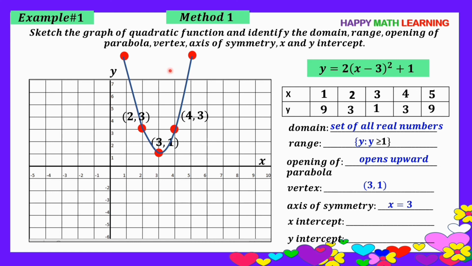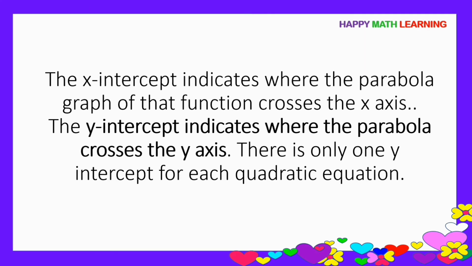Now, the axis of symmetry is the line that divides the parabola into two equal parts. And this is x is equals to positive 3. Next, kunin naman natin ang x-intercept and y-intercept. The x-intercept indicates where the parabola graph of that function crosses the x-axis, while the y-intercept indicates where the parabola crosses the y-axis. There is only one y-intercept for each quadratic equation.